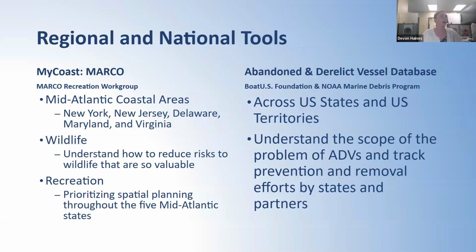And then the national tool is an abandoned and derelict vessel database. So that is run through Boat US Foundation. That is funded through a NOAA Marine Debris Program. And that is tracking all of the abandoned derelict vessels across the US and territories. So it's not automatically tracking these vessels to put up for removal. We're just tracking where they are so we can use it for future planning purposes.